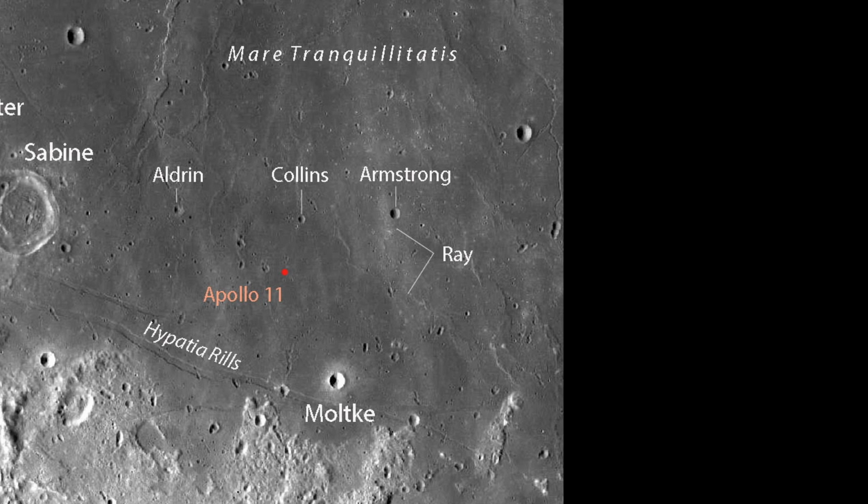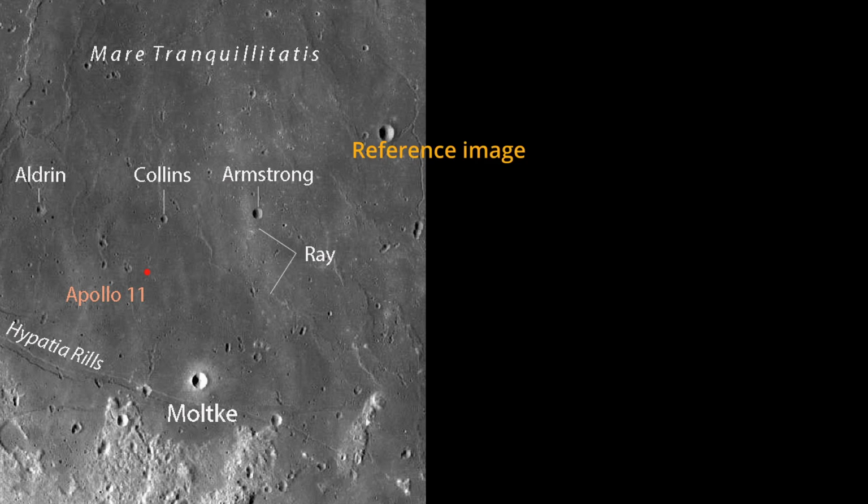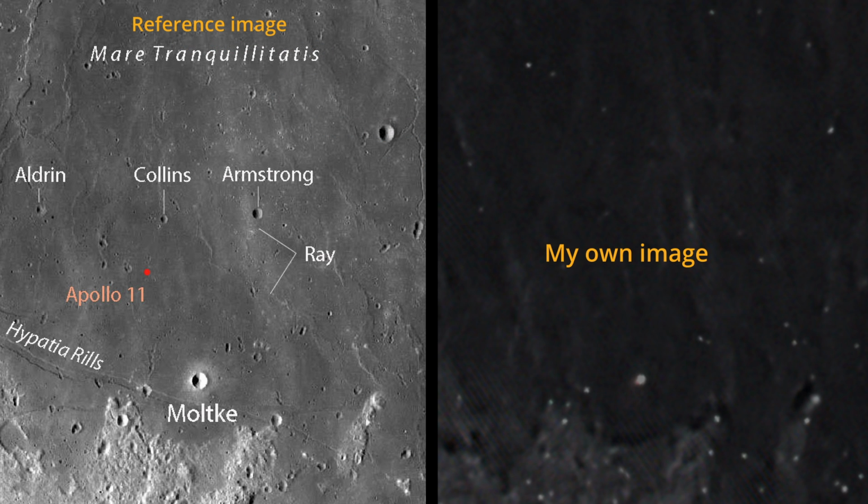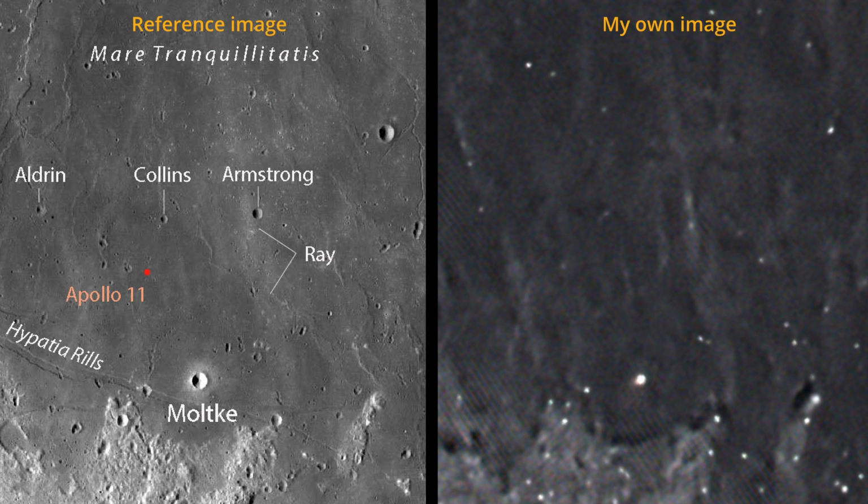Let's compare it to a reference image and align. Let's see what we have. I'm sure you can already see some similarities here. We have those elongated structures here, and some other similarities depicted as arrows. Moltke crater and this elongated structure here.